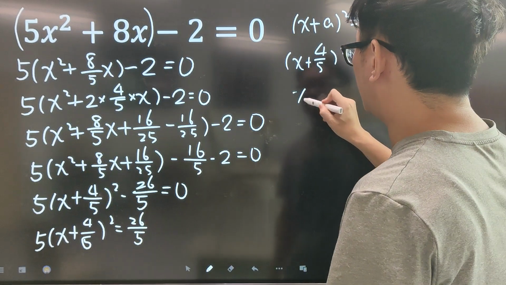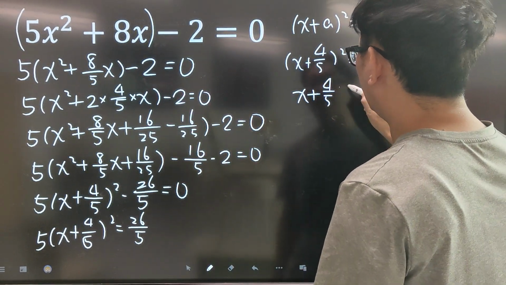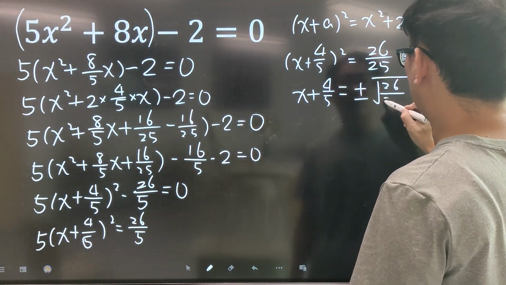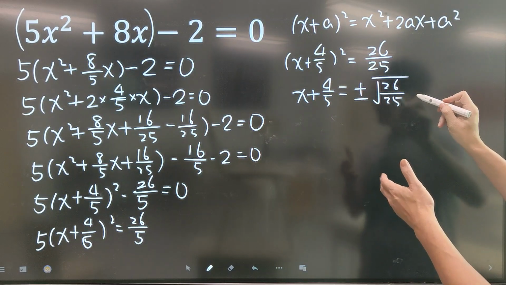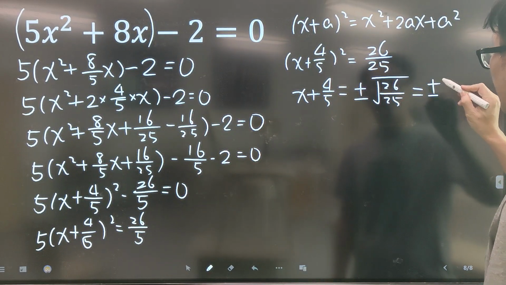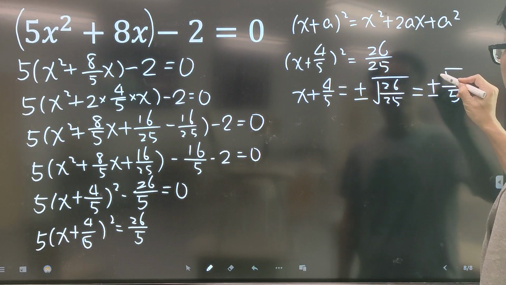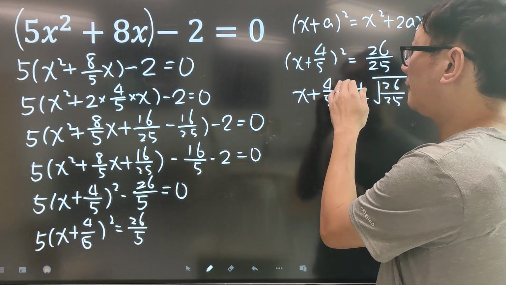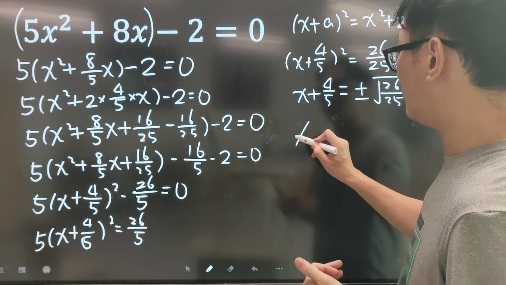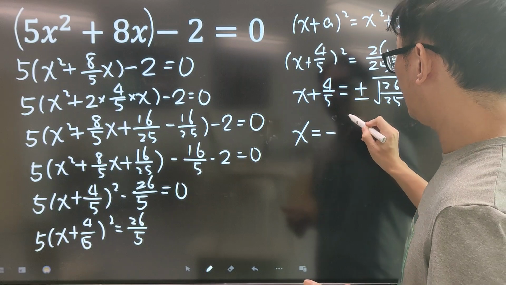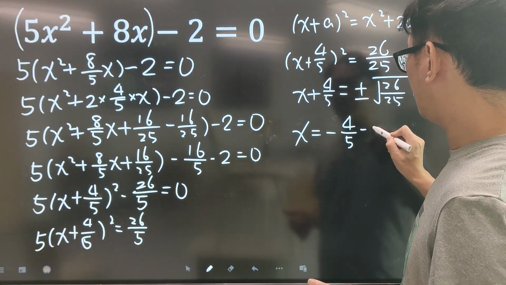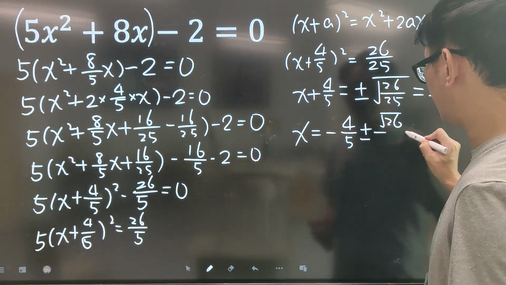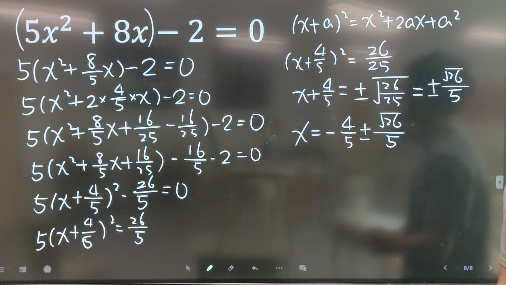And then I'll take the square root. And make sure you have the plus and the minus. The square root of 26 over 25. And that actually becomes plus and minus the square root of 26 over 5. Finally, I will subtract 4 over 5 on both sides of the equation. So x is negative 4 over 5 plus and minus the square root of 26 over 5. Here are my two solutions.